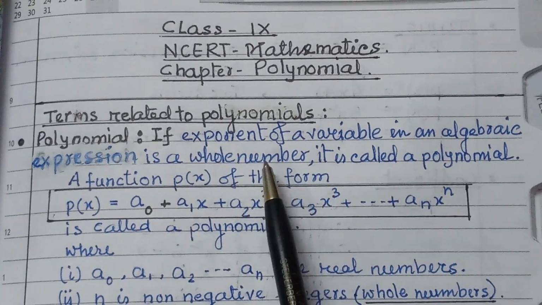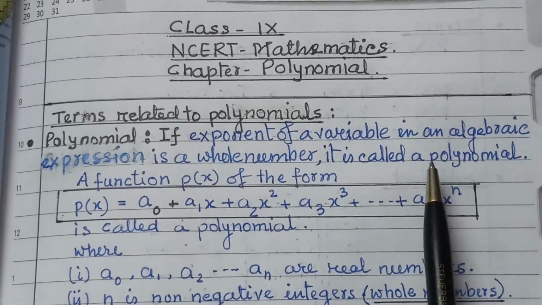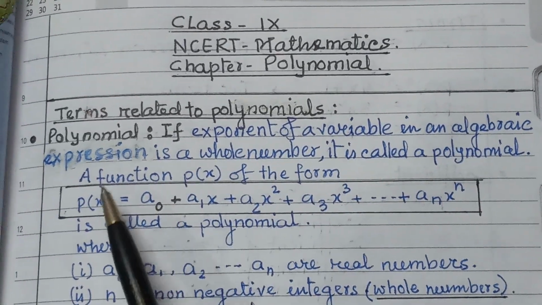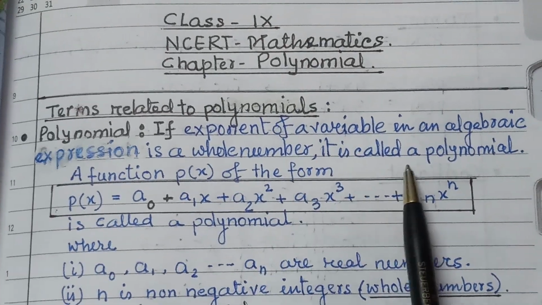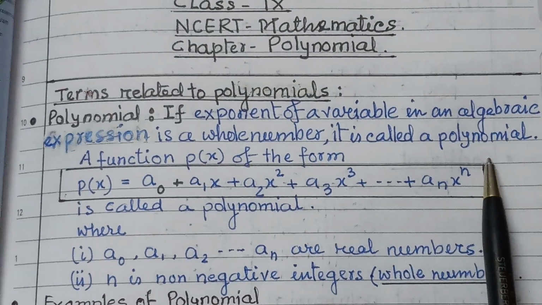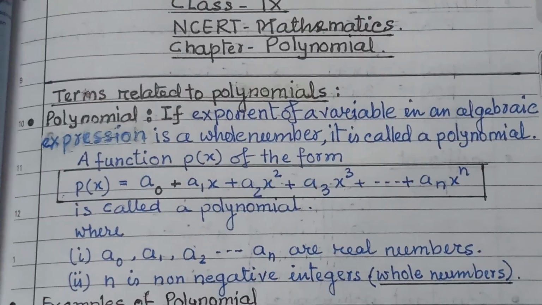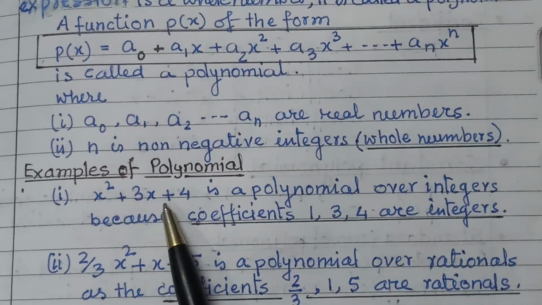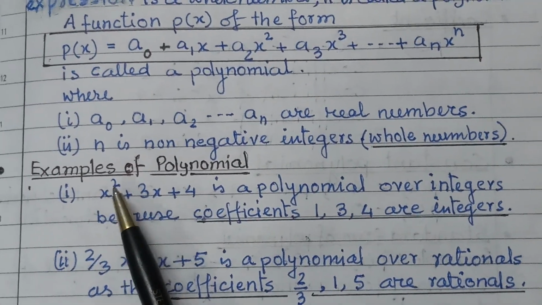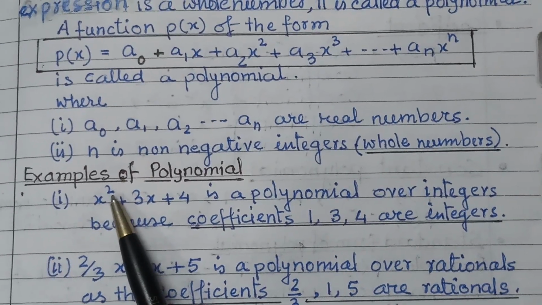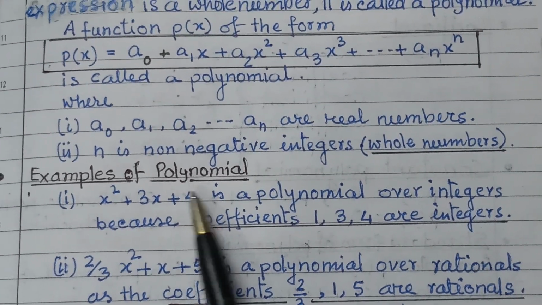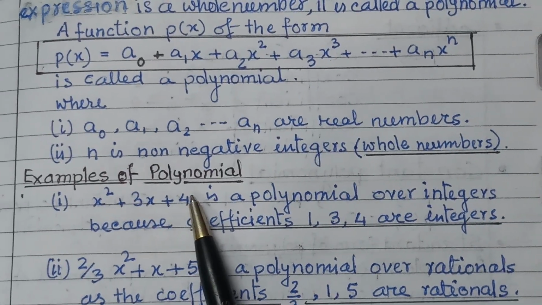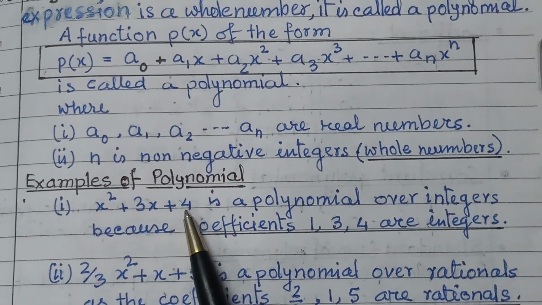If the exponent of a variable in an algebraic expression is a whole number, it is called a polynomial. Whole number means, for example, x square plus 3x plus 4. The exponents of x are 2, 1 and 0. These are all whole numbers, so it is called a polynomial.